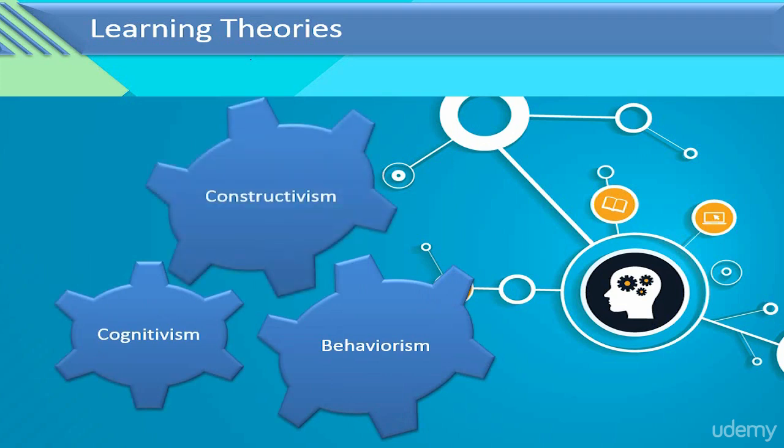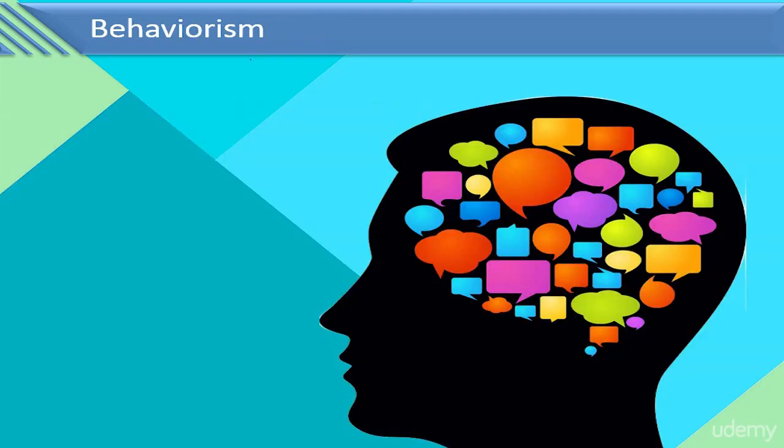Each learning theory has its strengths and weaknesses. Therefore, to choose the theory that suits the needs of a specific course, you should take multiple aspects of learning into consideration, including their goals, learners, and situations. We will first take a look at behaviorism.